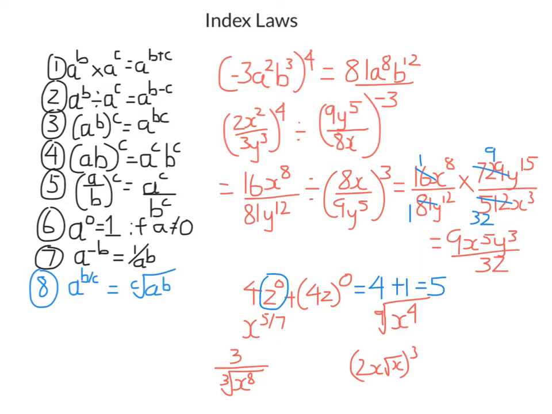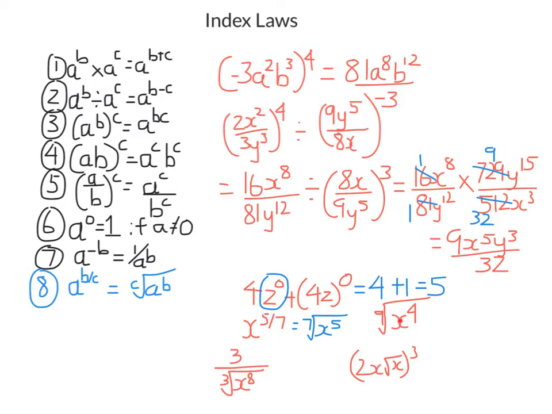So let's look at index law 8, which you may not have learned until this year. It says if you're raising a base to a fractional power, the denominator of the fraction tells you which root to take, and then the numerator of the fraction tells you the power to take. So if I have something like x to the power of 5 over 7, the bottom number of the fraction is 7, so I'm taking the 7th root, and the top number's 5, so it's x to the power of 5.